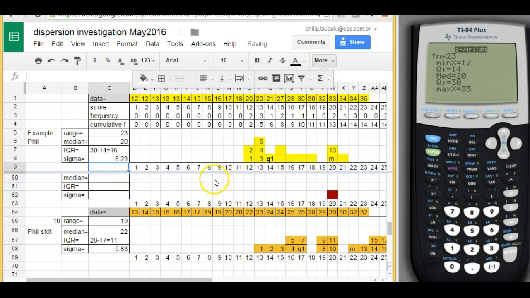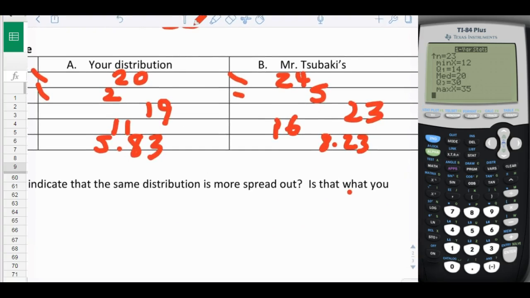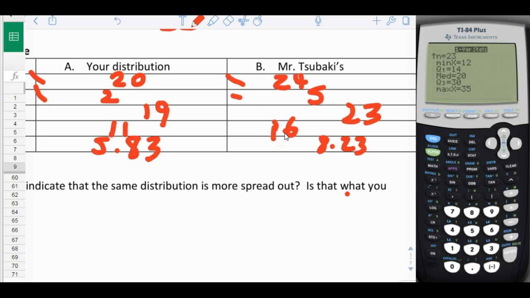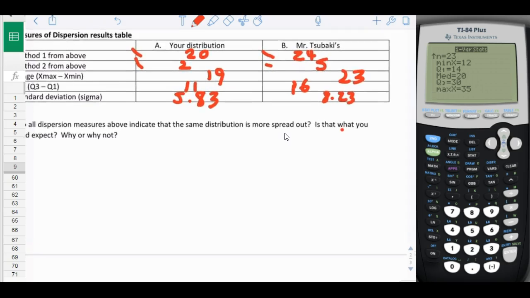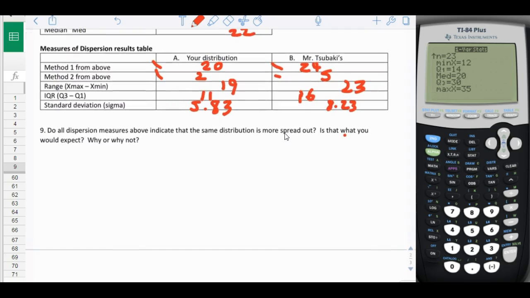So now my worksheet is almost complete. I filled in the table here, and then there's just a reflection question here which says, do all the dispersion measures above indicate that the same distribution is more spread out, and is that what you would expect? So if you look at this, let's see, 20 versus 24, so 24 is more spread out. 2 versus 5, 5 is more spread out. 19 versus 23, 11 versus 16, and finally the sigma value also indicates that the teacher distribution was more spread out than the student distribution.